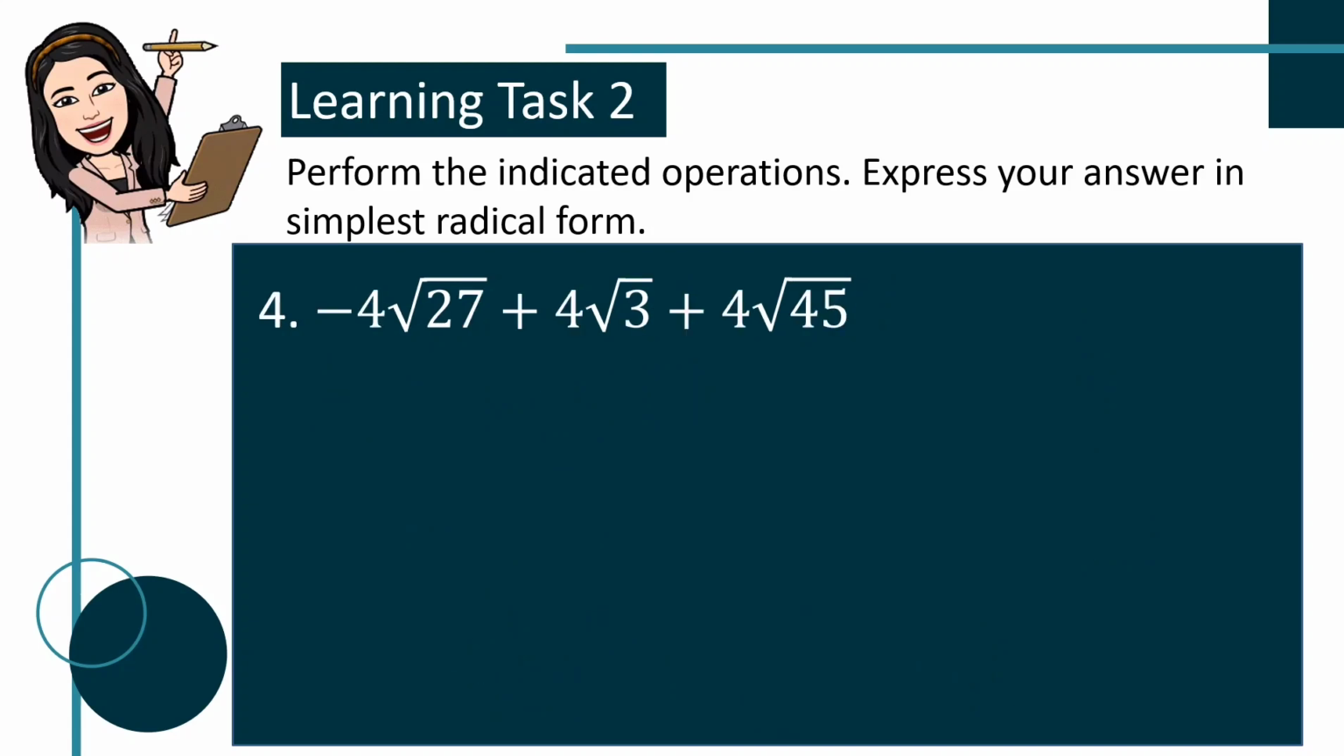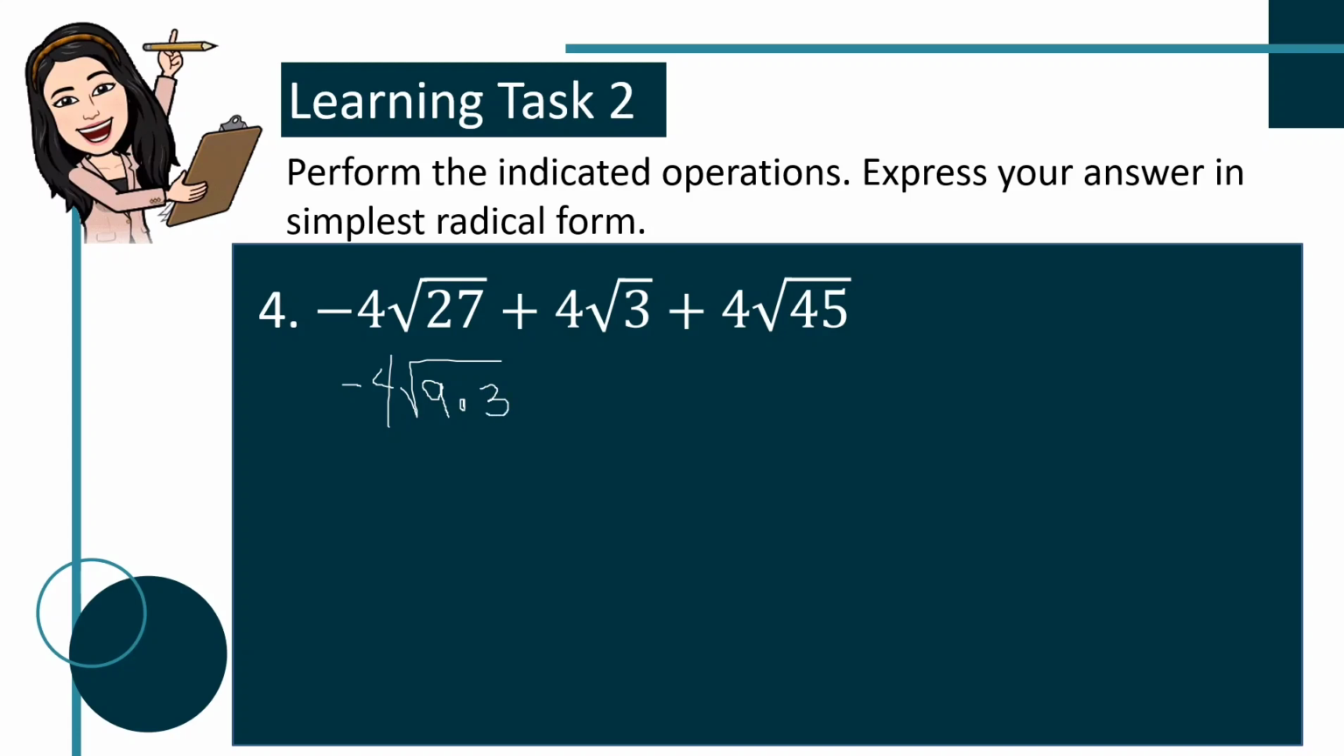So, for our fourth example, our given is negative 4 square root of 27 plus 4 square root of 3 plus 4 square root of 45. So, how are we going to solve this? Let us start with the first term. Let us get the factors of 27 since it can still be simplified. We just need to copy 4 and then the factors of 27, where one is a perfect square. So that would be 9 times 3.